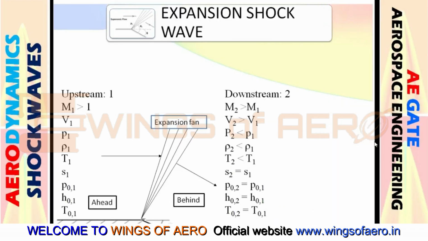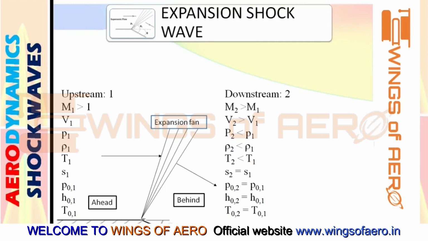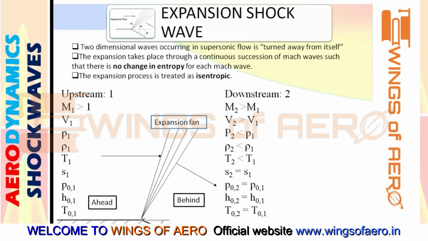Next comes the expansion shock wave. This expansion shock wave is apart from the classification of shock waves. So the two-dimensional wave occurring in a supersonic flow is turned away from itself, okay, and across it there's no change in entropy, and this process is an isentropic process. Please make a note of it. See, I have made it in bold letters. This process is an isentropic process.